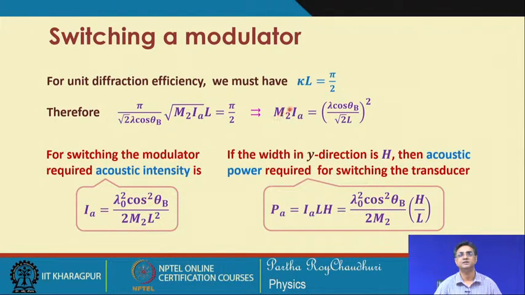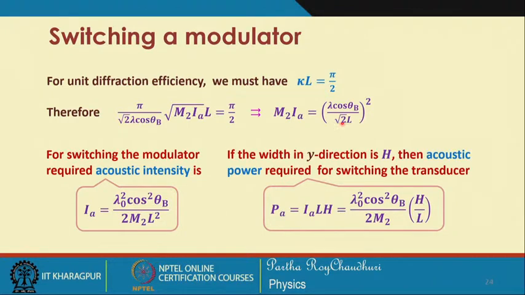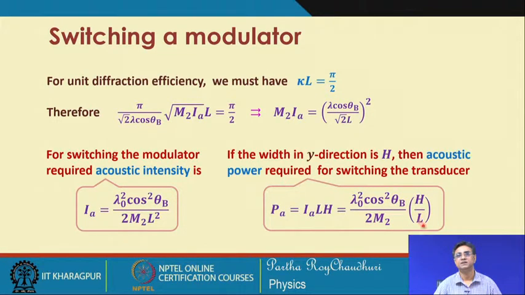So, this is the requirement for acoustic intensity, and from here we can calculate the acoustic power. This acoustic intensity comes here, because you can bring back the M2 figure of merit here, that gives you I_a L h equal to lambda 0 square cosine square theta B, the Bragg angle, over twice M2. This is the geometry of the acousto-optic cell. L is the width of the acoustic wave and h is the height. Put together the width and the height, that gives you the acoustic power requirement.